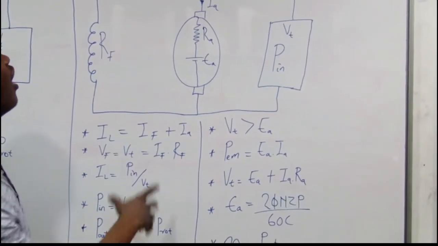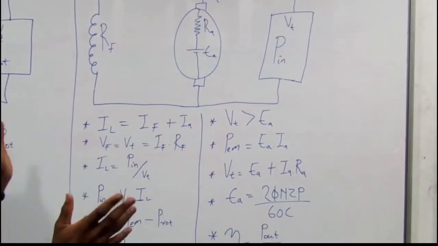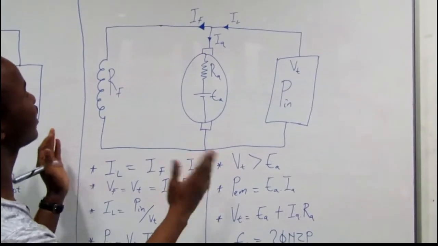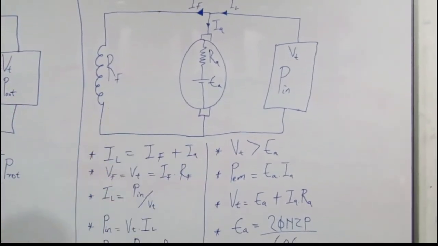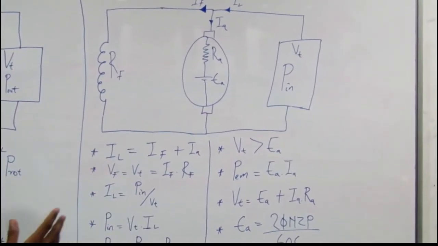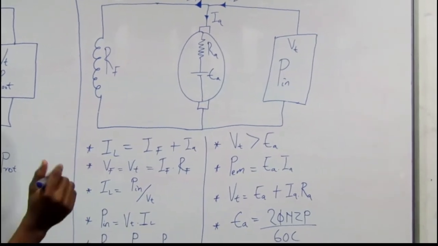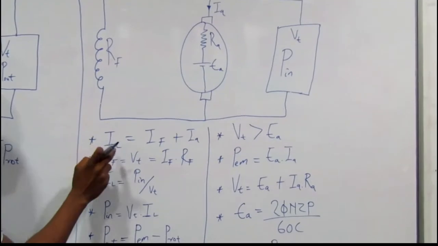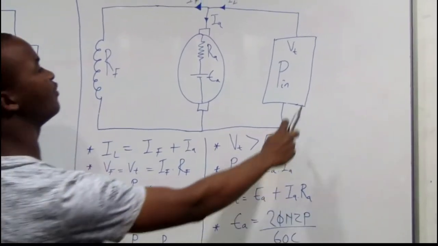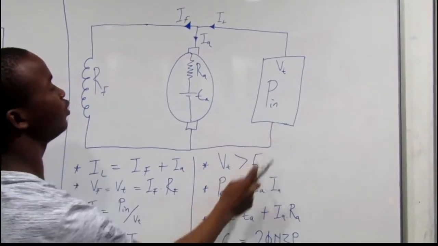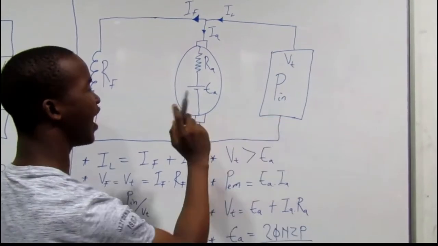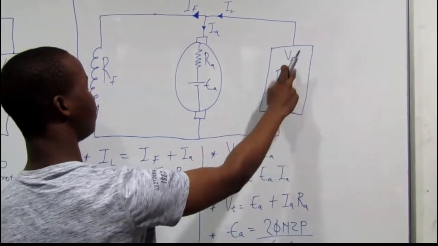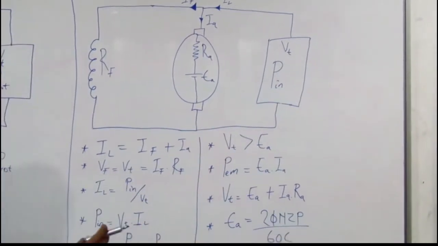How do we calculate such components using this circuit? The first thing you need to know is that usually you are given IL. If you are not given IL, you are given V terminal and power input. You can calculate your IL using V terminal and power input, and here is the formula.